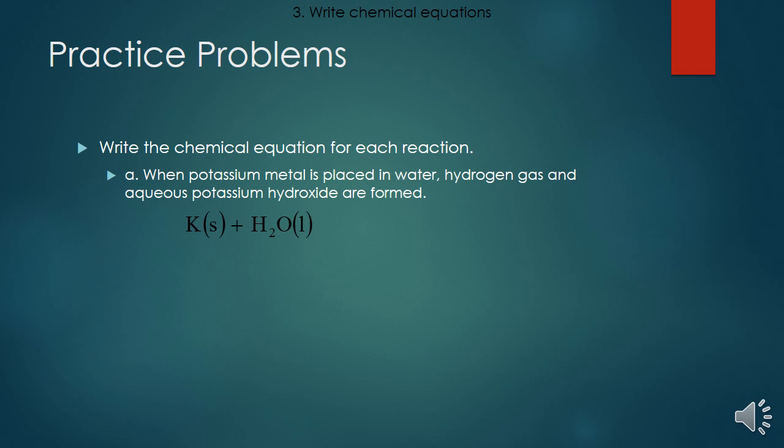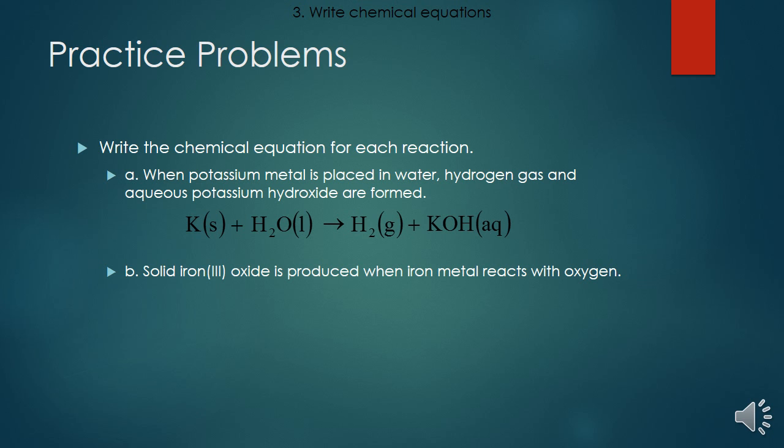And then we're told hydrogen gas and aqueous potassium hydroxide are formed. So those are the products. So I need my arrow next. Hydrogen gas, just like oxygen, is one of the diatomic elements, so H2 gas. And then the formula for potassium hydroxide would be KOH. Potassium is 1 plus, hydroxide is 1 minus, so there's a formula there, and then the aq to show it's a solution. All right, last practice here.